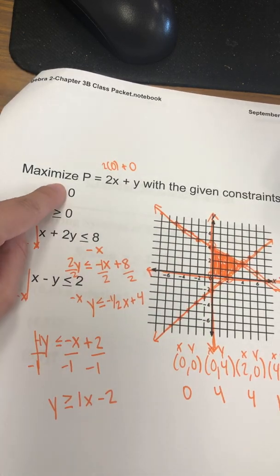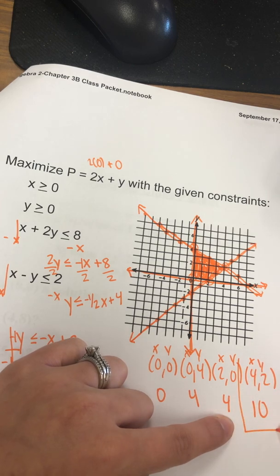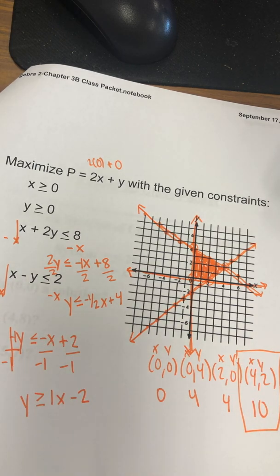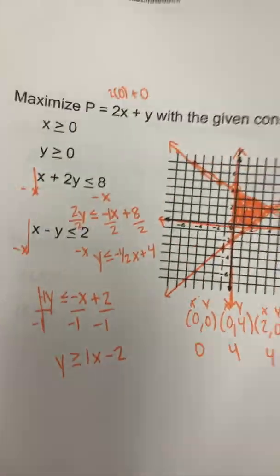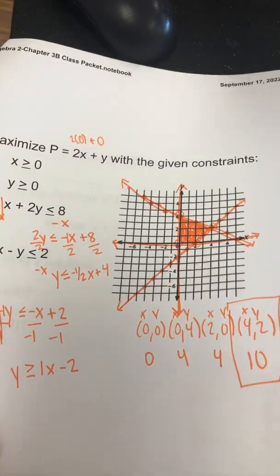So I'm looking for the max. The max number here is 10 at the point 4, comma 2. So that would be my answer for this one.